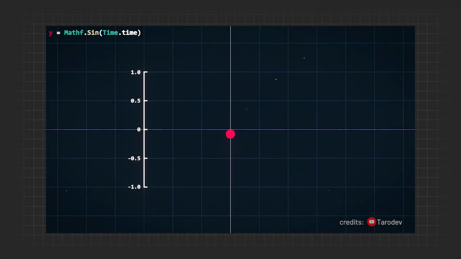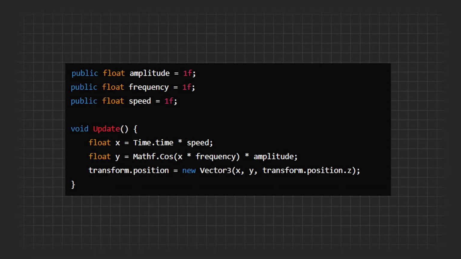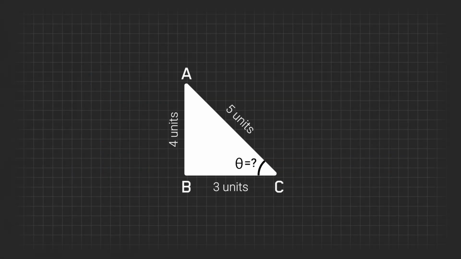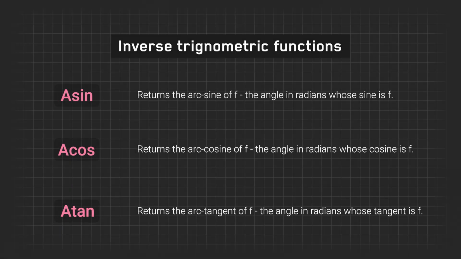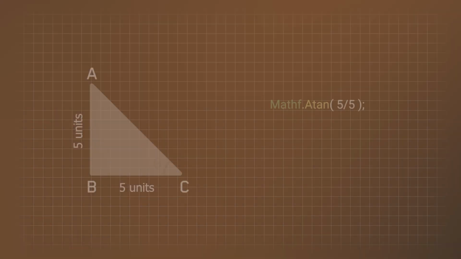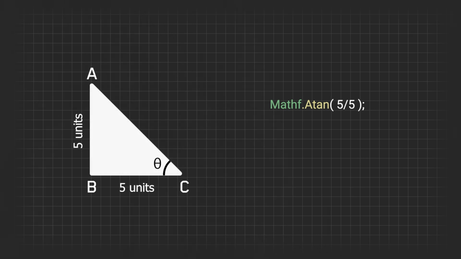Another practical application is making an object oscillate. Since the values of sine and cosine oscillate between minus 1 and 1, you can use these functions to create oscillating motion by applying them within a Lerp function. Now, what if you have the lengths of the sides and want to find the angle between them? Then you can use inverse trigonometric functions. These are the opposites of the standard trigonometric functions. By inputting the lengths of the sides, you can calculate the angle in radians.